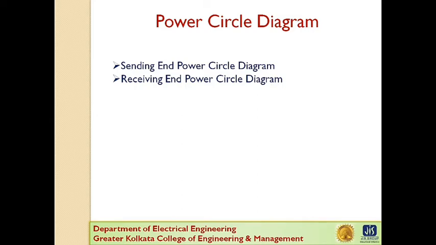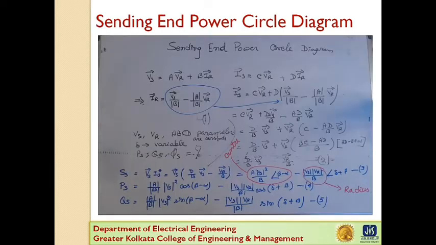Now we determine the power circle diagram for sending end power and receiving end power. Sending end power circle diagram. Now you all know these equations. Sending end voltage VS is equal to A VR plus B IR, where VR is the receiving end voltage and IR is the receiving end current. And IS, which is the sending end current, is equal to C VR plus D IR.